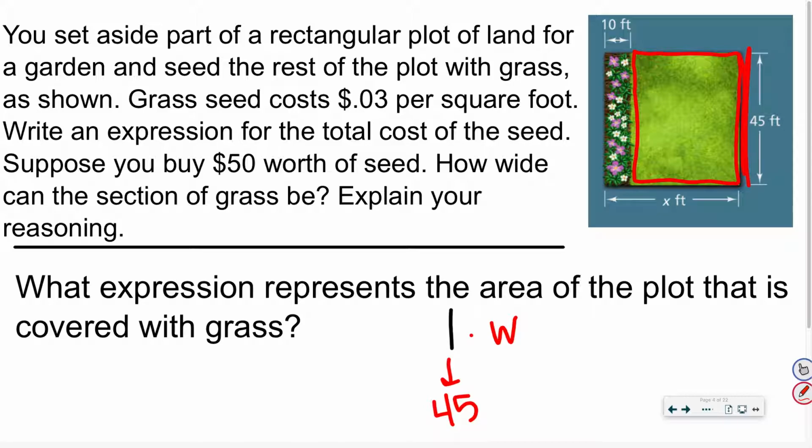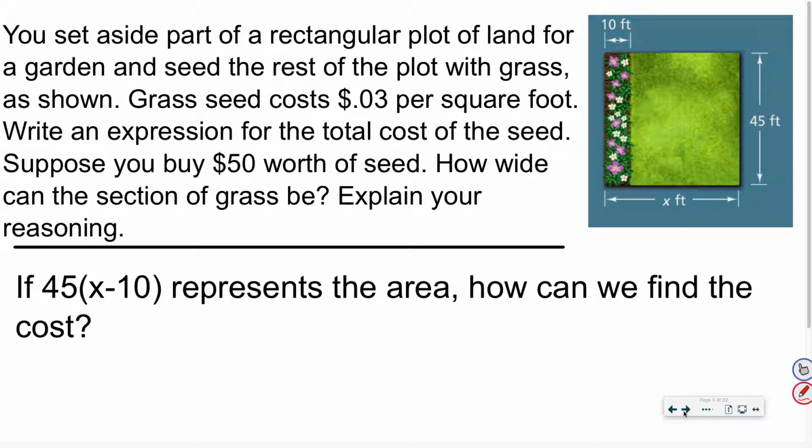Say it again. Why is it x minus 10? Because you only want to do the grass part, and that other 10 is for the garden. Right, so take a look at this image. If this whole thing is x, that doesn't just represent the width of the grassy area. I need to take away this chunk. And based on this and the properties of rectangles, if this is 10, then this needs to be 10 as well. So I can represent this as x minus 10.